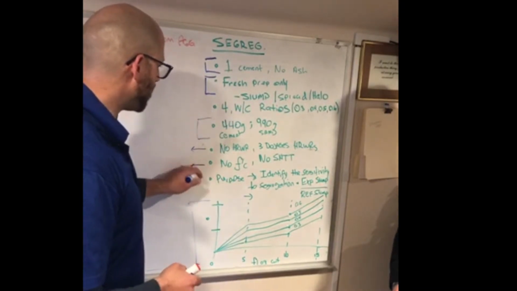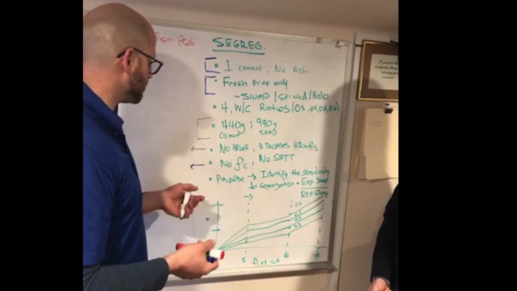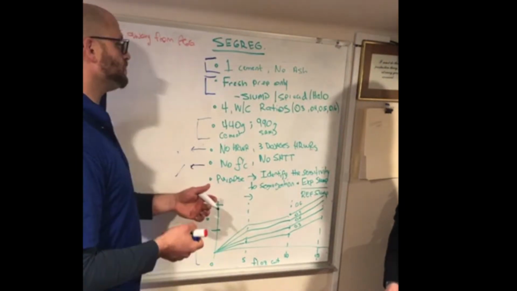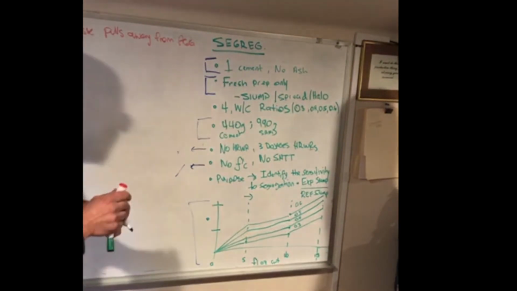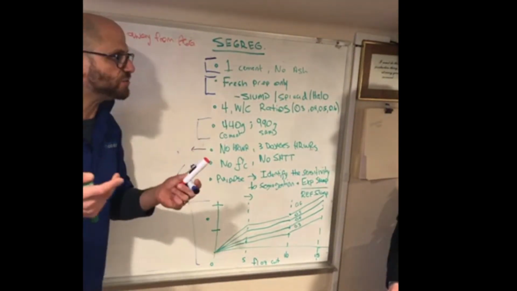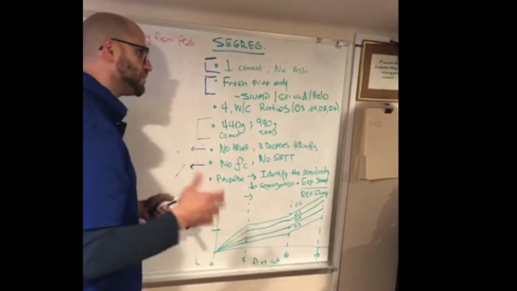So no F prime C, so no strength, and we're not doing calorimetry curves or semi-adiabatic temperature curves. So that's cool. And what we want to do is generate this value that we're making up, and that's the sensitivity to segregation.